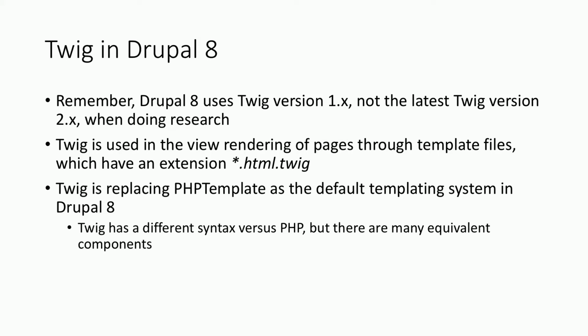And it's used in the view rendering through template files, which have a different extension than you might have been used to in Drupal 7. So we have the extension .html.twig.